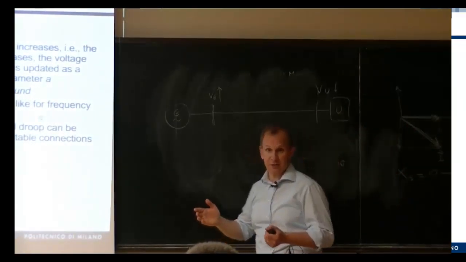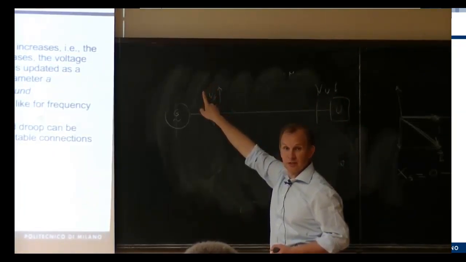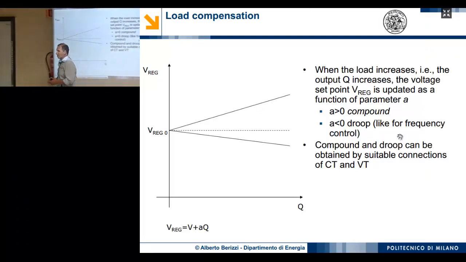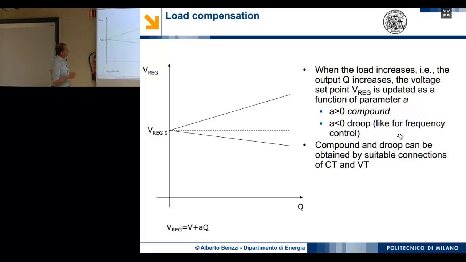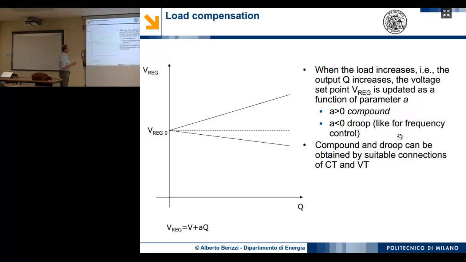It's a kind of compensation. When this increases, you also increase the set point of your AVR. Unfortunately, it's not so easy to use it, because, okay, let's say we have this characteristic, and this is the compound characteristic. So when the slope is positive, we can say this is a compounded regulator, while this is a characteristic with a droop, which is exactly the same concept as the droop in the frequency control.